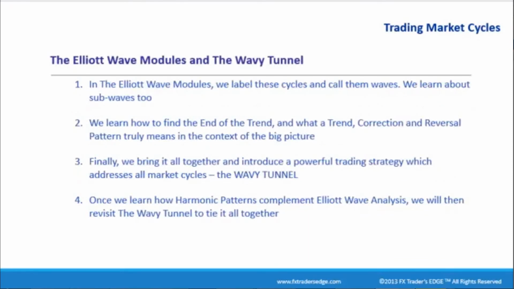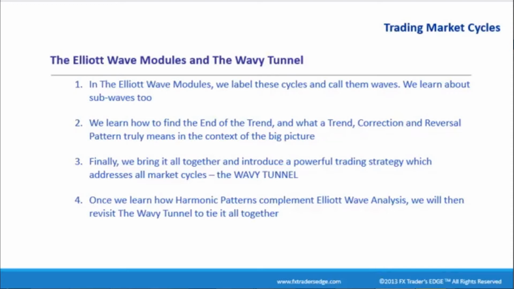In the Elliott wave series, we label these cycles and we call them waves. We learn about subwaves too. We learn how to find the end of the trend and what a trend, correction, and reversal pattern truly means in the context of the big picture. We learn that all trends are not created equal, that a wave 3 is more valuable than a wave 1, for example. We also learn about extended waves and how a wave 3 can go on and on.